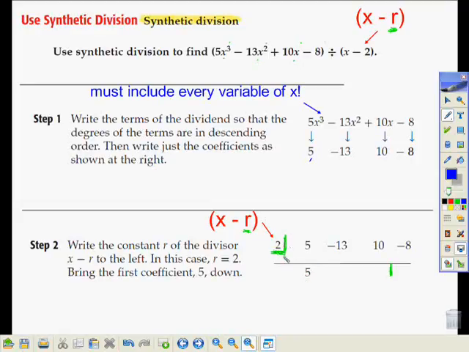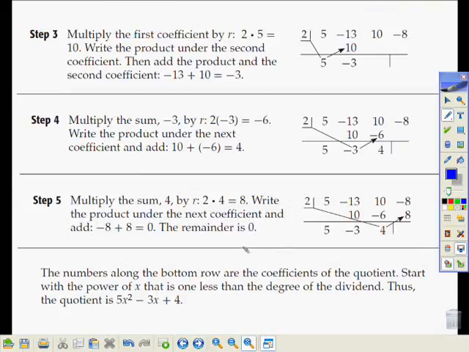And now is when we start using the 2. Our steps are going to be this. We're always going to do two things. We're going to multiply this number times whatever's here. So notice they follow that chain. 2 times 5 gave them 10. And then we add them by going down. So that negative 13 plus 10 gave them a negative 3. Okay, so multiply and then add.